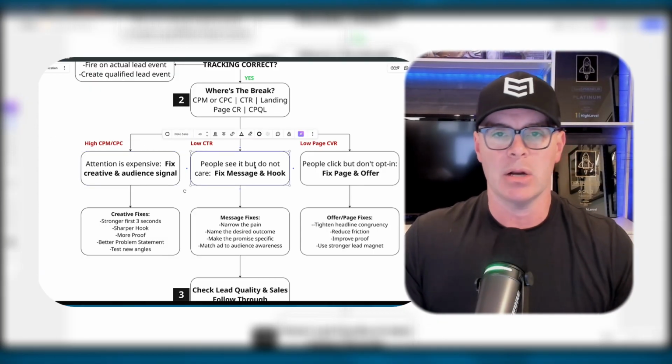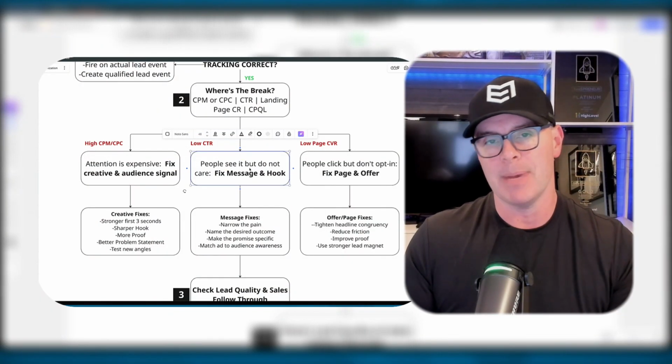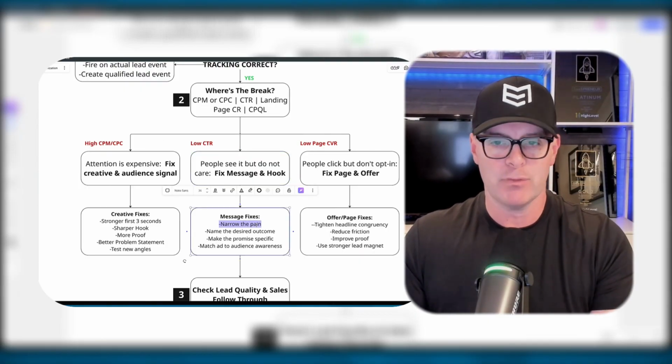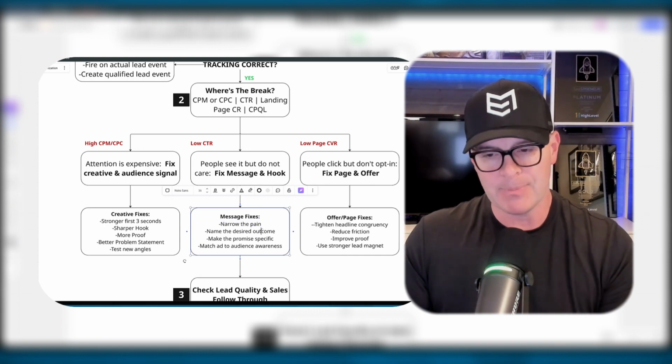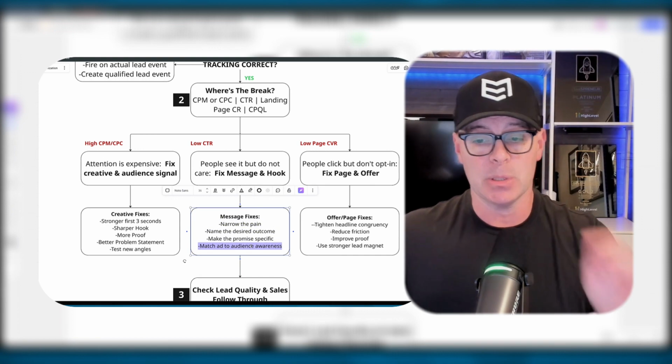Low CTR in our space, if you're below 1%, I'd say even below 2%. If you're below 1.5, I'll give you some grace. If you're below 1.5, you need to fix your messaging and your hooks, okay? So this is where, again, we want to take that creative even further, narrow down the pain, name the desired outcome, make the promise very specific, maybe match the ad to the audience awareness.